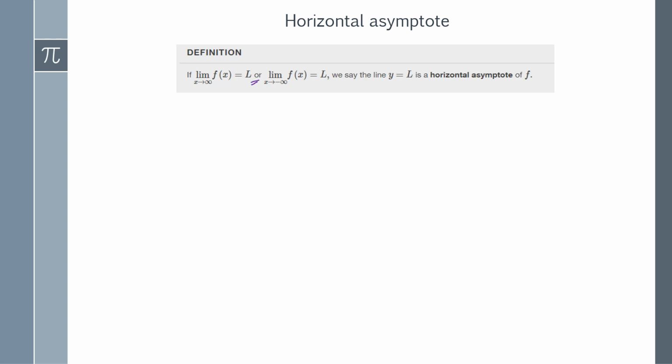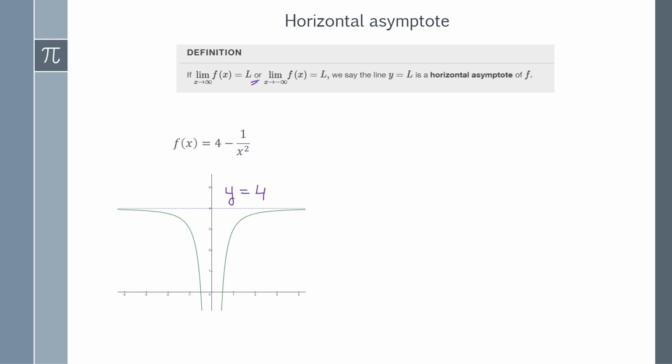Here's one case where we have a horizontal asymptote at what value? This would be y equals 4. And notice that both limits, as x goes to positive infinity and negative infinity, are the same. In fact, in this case, both branches are approaching 4 from the same side.